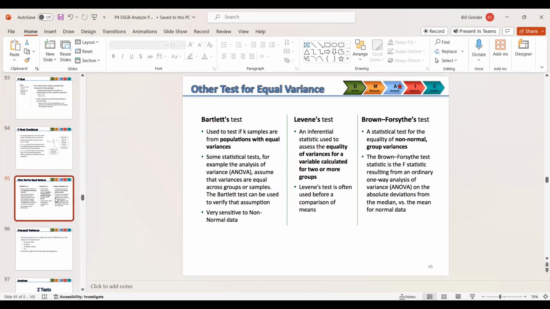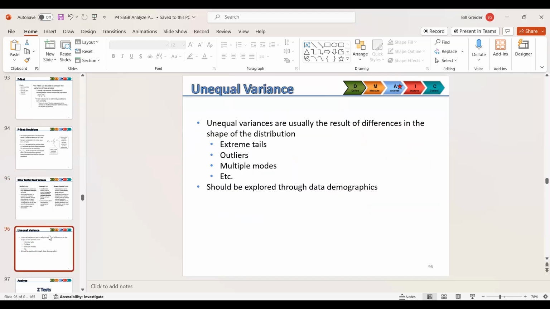And there are other tests for equal variance. I'm just going to brush on those. Bartlett's test is to test if samples are from populations with equal variances. Levene's is an inferential statistic to assess equality of variances for a variable calculated for 2 or more groups. So it might be the weights of breeds of dog, 4 or 5 of them, maybe. And then Brown-Forsyth is for equality of non-normal group variances. I've never used these myself, so they're just for information only, not on the exam.